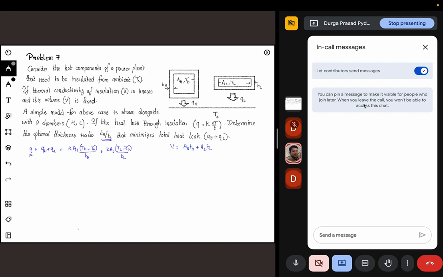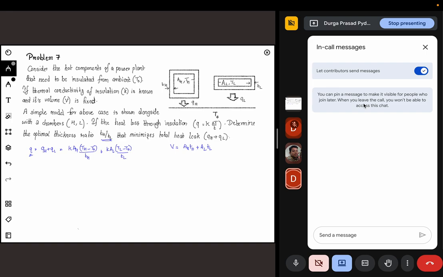So you have a fixed volume of the total insulation that is available to you. With this particular volume of insulation, you have to minimize your Q. So how do you distribute it between this surface and this surface? That is the question. Okay, so how do you solve this problem?